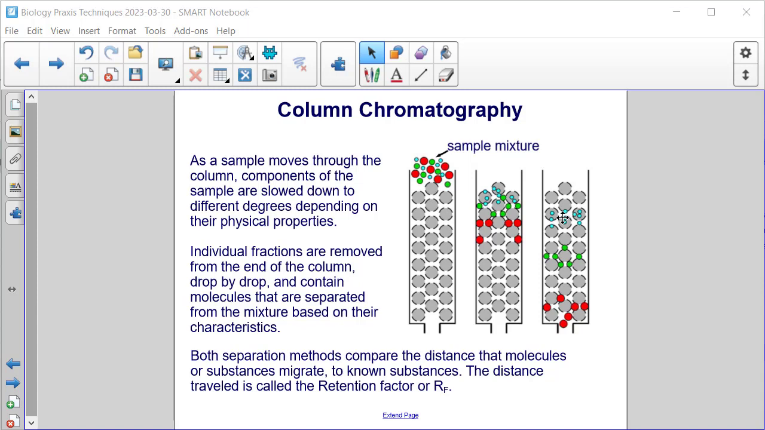Both separation methods compare the distance that molecules or substances migrate to known substances. The distance traveled is called the retention factor, or RF.